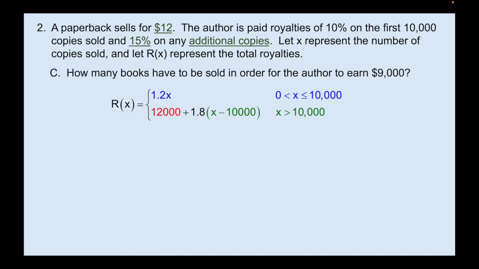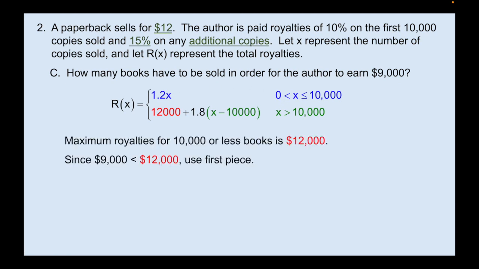For C, it says how many books have to be sold in order for the author to earn $9,000. Because these are the number of copies that are sold. So we want to consider the fact that in this situation, we know that by plugging in 10,000 here, it got us 12,000. So since $9,000 is less than that amount, it would have to fit into this portion of our problem. So we're going to go ahead and set 9,000 equal to 1.2x. And at this point, we can divide both sides by 1.2 and we get 7,500 books.